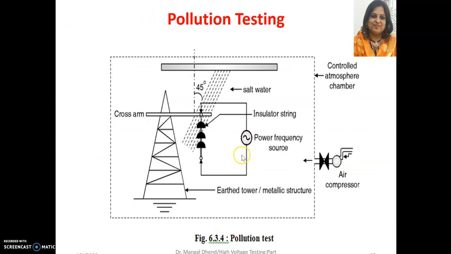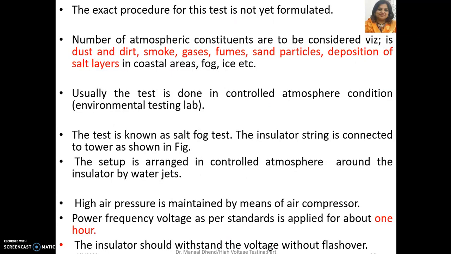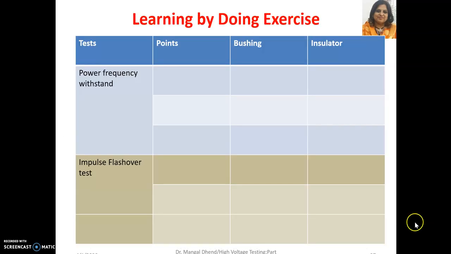Now the pollution testing. You have to create pollution of different salinity, salty, sandy atmosphere as mentioned in the Indian Standard specifications, and carry out the test. So you have to create dust, dirt, smoke, gas, fumes, sand particles, deposition of salt layers, fog, ice, and then carry out the same test as mentioned in the wet test. High air pressure is maintained by means of air compression. The power frequency voltage as per standard is applied for about 1 hour. Not 1 minute, it is applied for 1 hour. The insulator should withstand the voltage without flashover. So flashover should not occur.